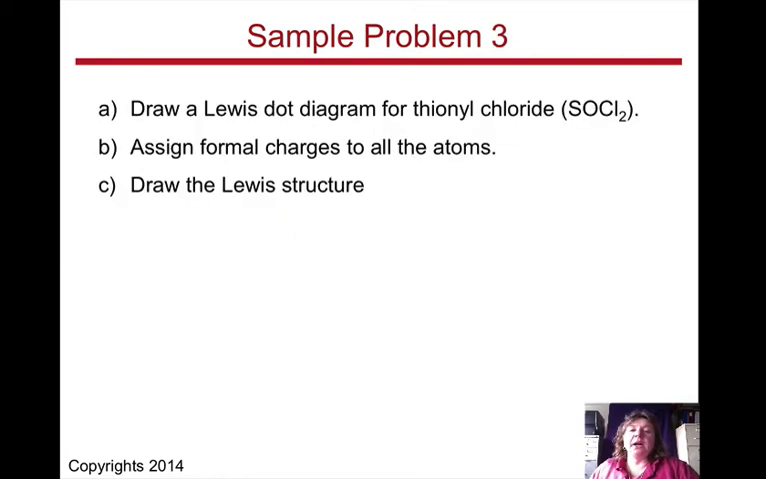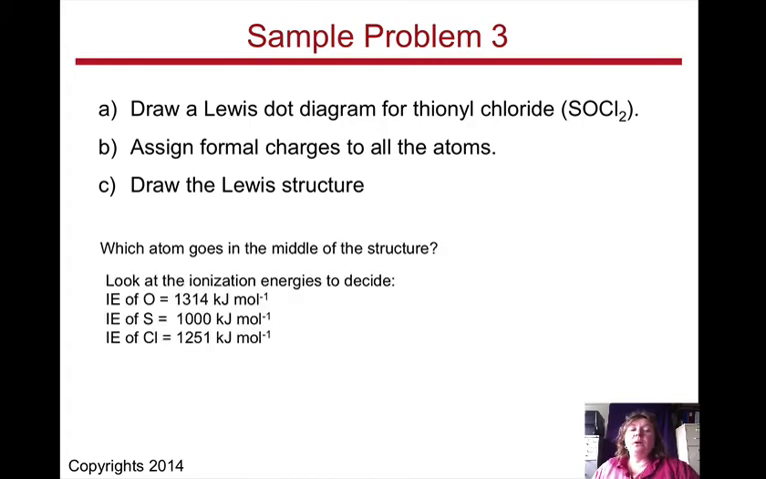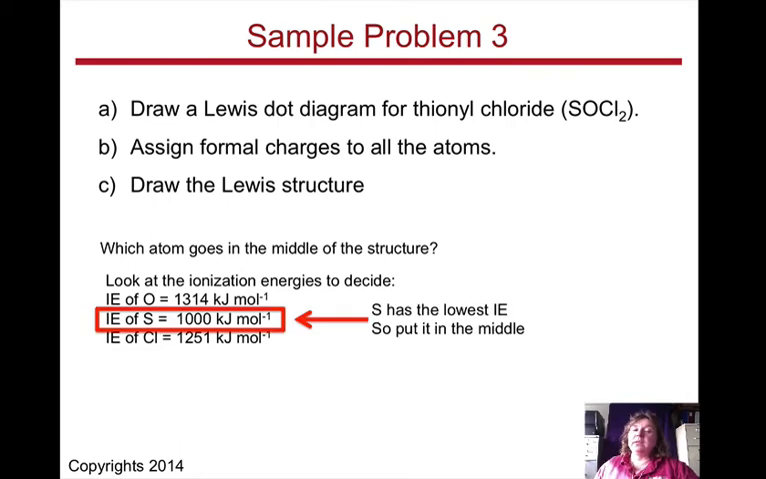Draw a Lewis dot diagram for thionyl chloride, SOCl2. Assign the formal charges of all the atoms and draw the Lewis structure. First problem, who goes in the middle, S, O, or Cl? Well, we can look at the ionization energy to decide. The ionization energy of oxygen is 1314 kilojoules per mole. For sulfur, it's 1,000, and chlorine is 1251 kilojoules per mole. So the idea is you put sulfur in the middle because it's got the lowest ionization energy.